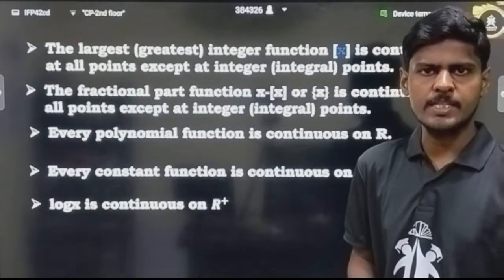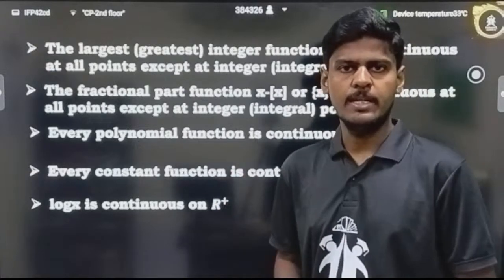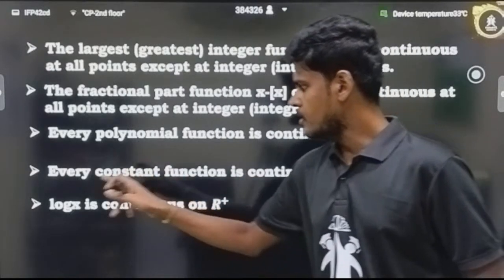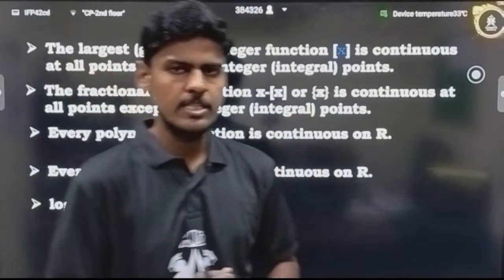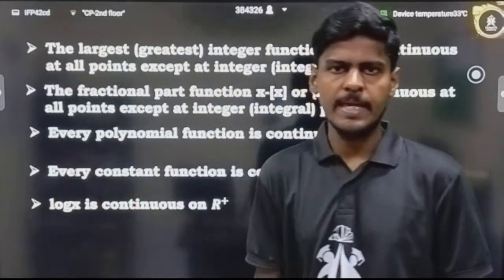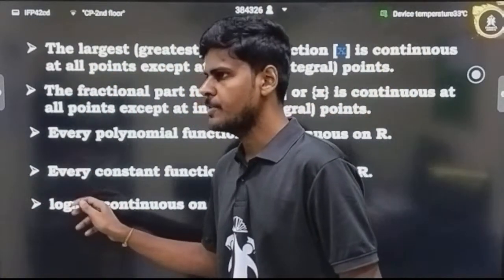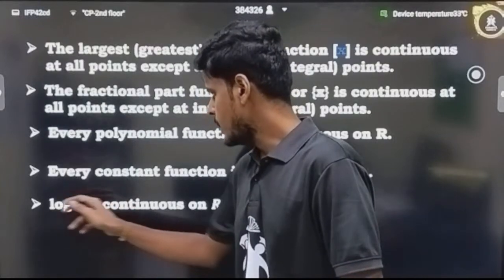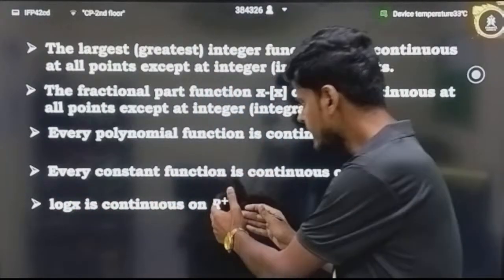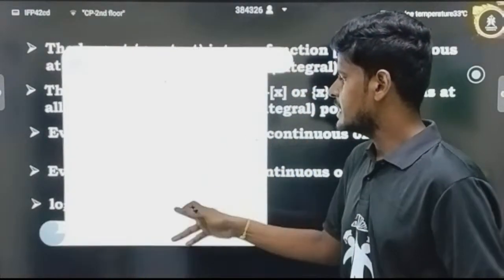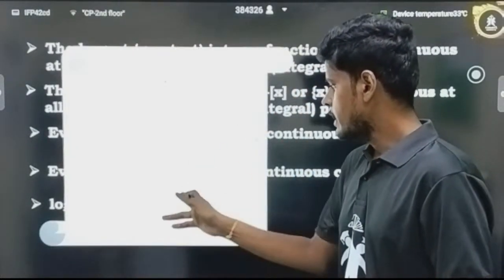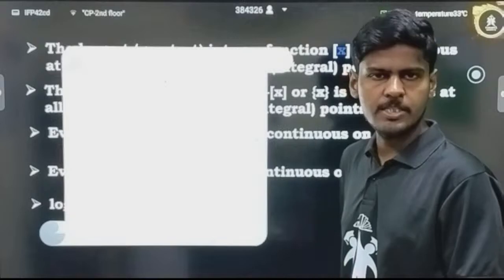Log x is continuous on its domain. That means R plus. You know when log x will be defined, whenever x is greater than 0. So when this number is greater than 0, log x is defined. So in its domain, log x is always continuous. This is the graph of log x. Log x is always continuous in its domain.